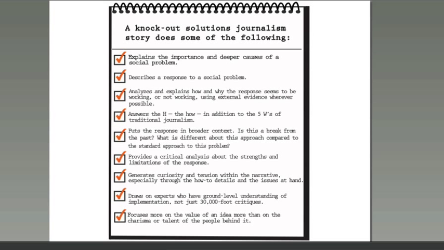And we like to look at experts, not just those at the policy level or in universities behind Ivy League walls, but those who are really on the ground, grassroots experts, and focus a lot more on the value of the idea than on the charisma or talent of the people behind it, as I said. We like to set this apart from the good news journalism that a lot of people think is solutions journalism, but is really just telling the nice story about someone who helped an old lady across the street. It makes us all feel good, but it doesn't make us much smarter.